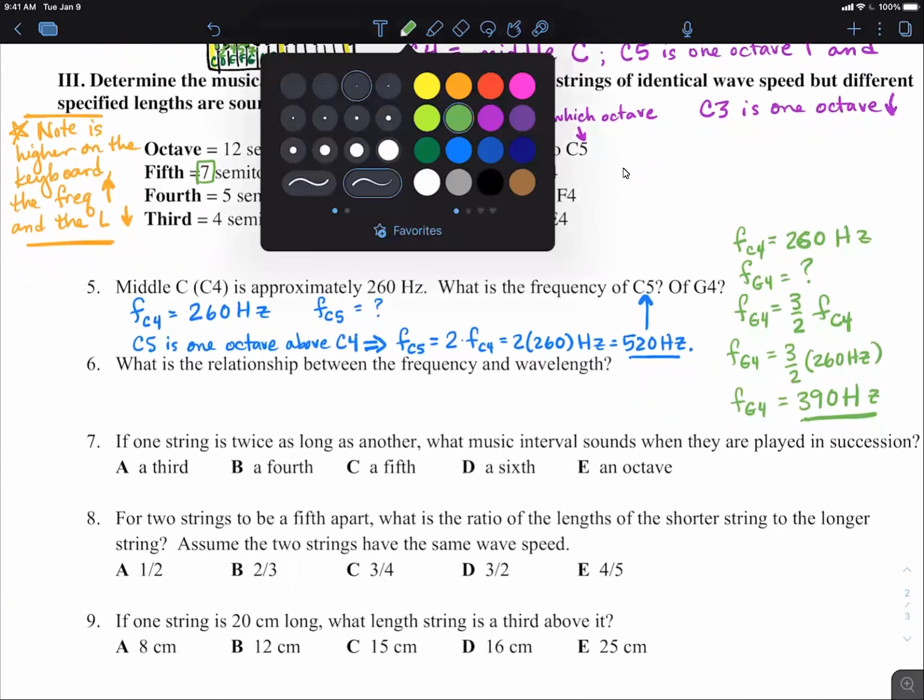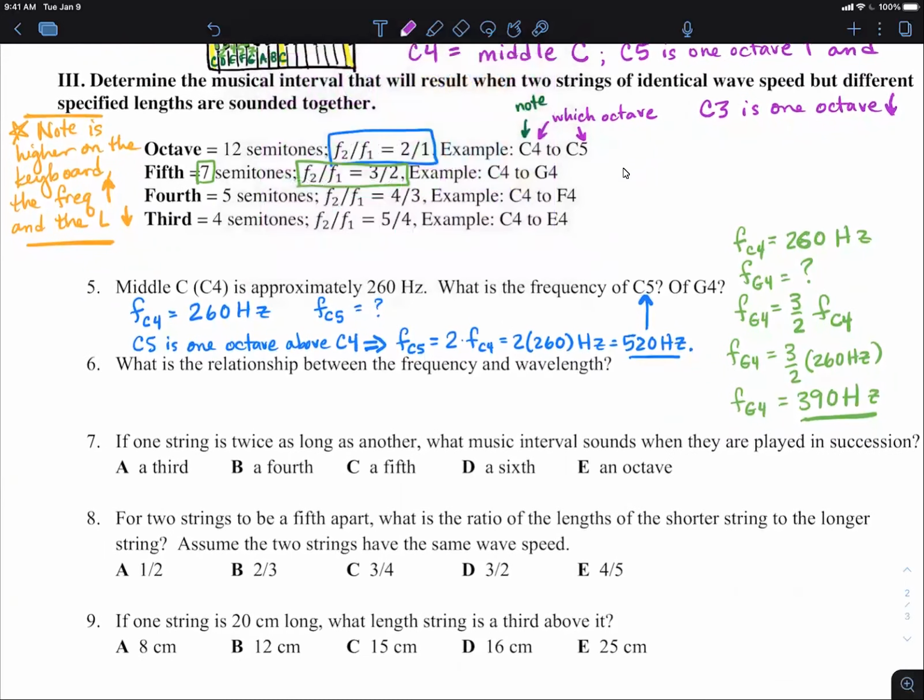Now this part here, this relationship between frequency and wavelength, the important thing is that if the frequency goes up, the wavelength lambda goes down. So they are inversely related.